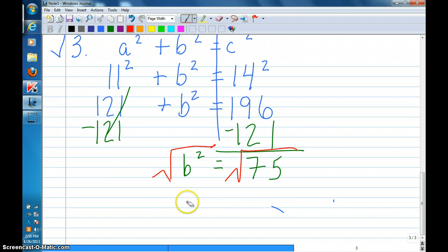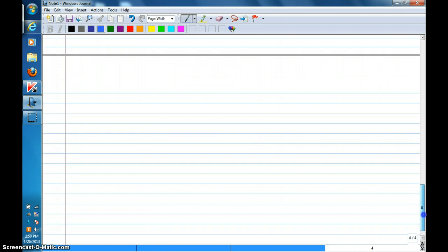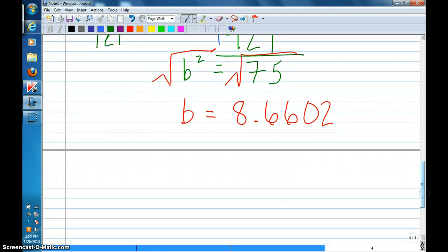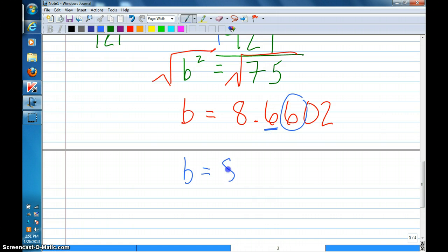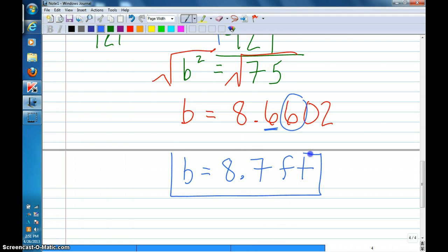Try this in your calculator. Look for the square root button. Actually, it depends on your calculator. Try that and see what you get for your answer. Sometimes you have to hit the second button for this. It comes out to 8.6602, and it keeps going on. You can also figure out if that's an irrational or a rational number. The directions say to round to the nearest tenth, so I'm left with 8.7 feet.